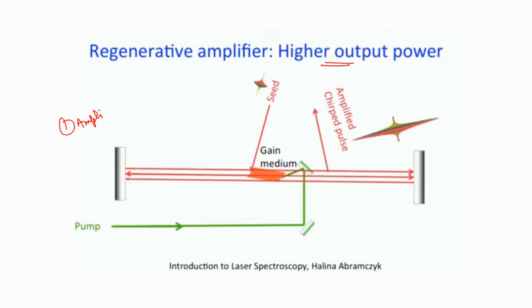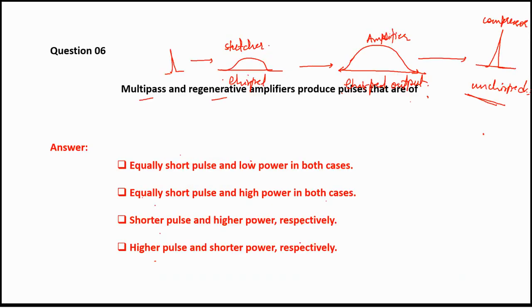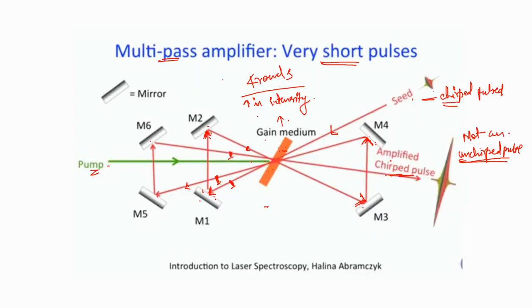So first of all, an amplifier is used to increase the power of a laser. Say we want it from 10 to the power 10 joules to 10 to the power 4 joules, and this is what an amplifier does. So first of all, coming back to the question, the multipass amplifier.